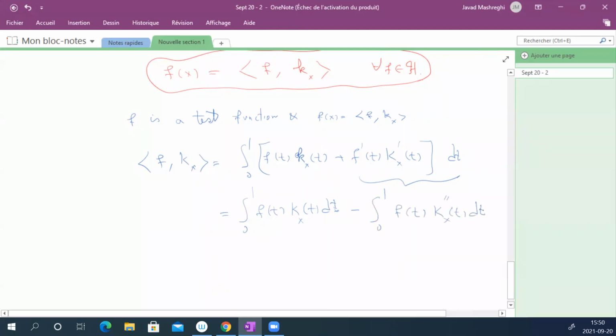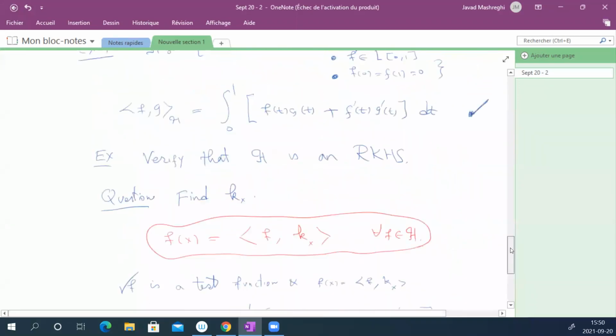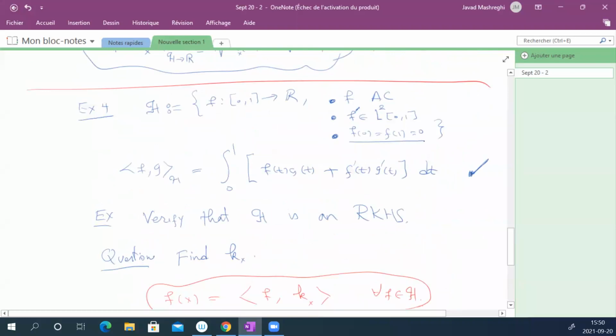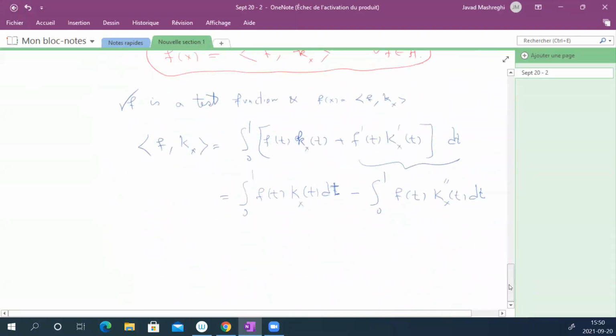You see, this is the point where I use test functions and distribution theory. f of 1 is equal to 0 and f of 0 is equal to 0, not because of an assumption, but because I use test functions. But I end up with the same integral I had before, and this I want to be equal to f of x.